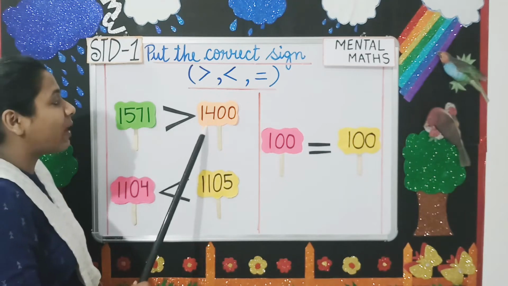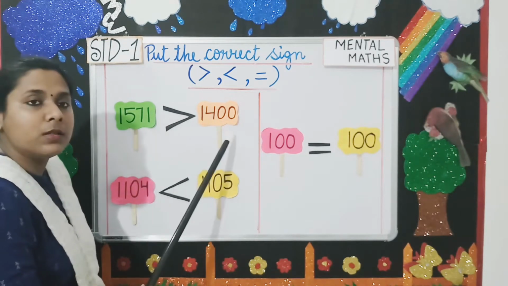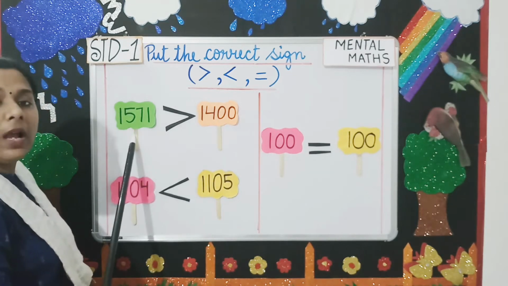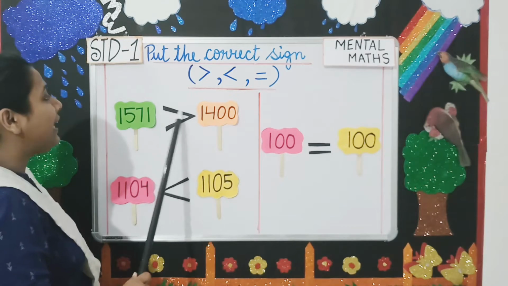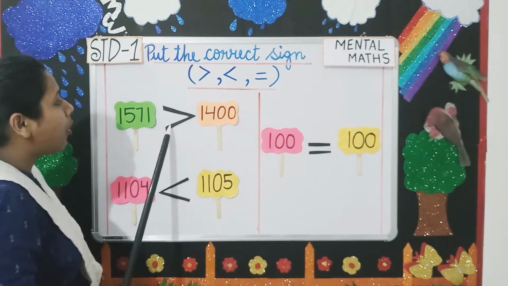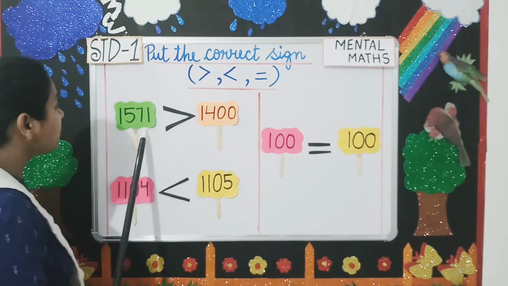1571 and this is 1400. Now, when you compare these two numbers, which is a bigger number, students? Yes, this is a bigger number. So, you will put the sign greater than. Greater than means the opening of the mouth will be towards this side. Clear, students?